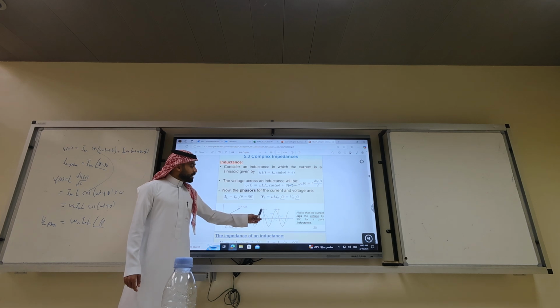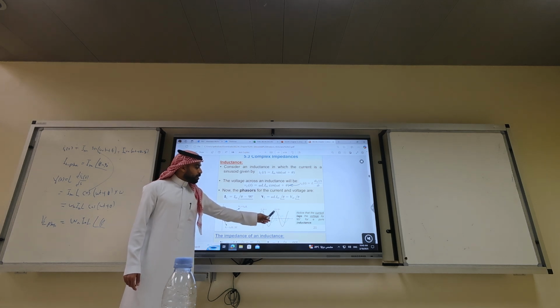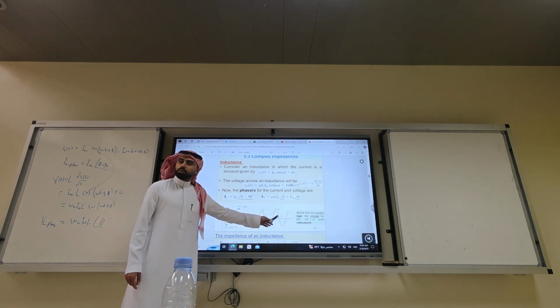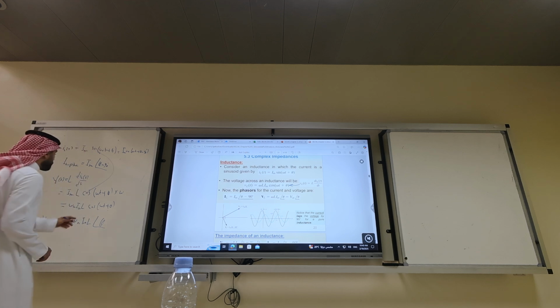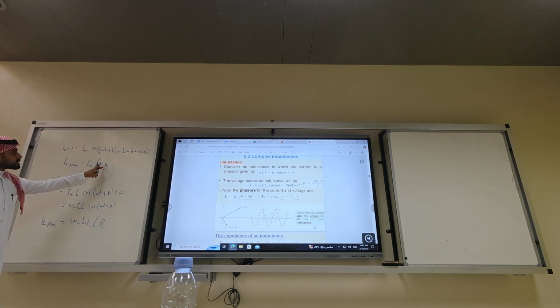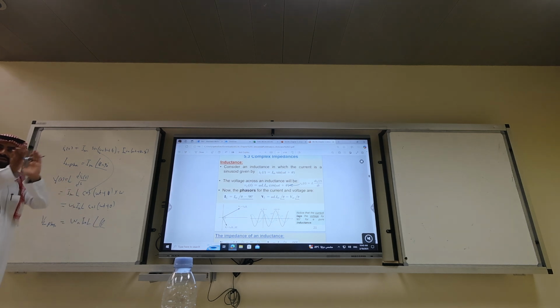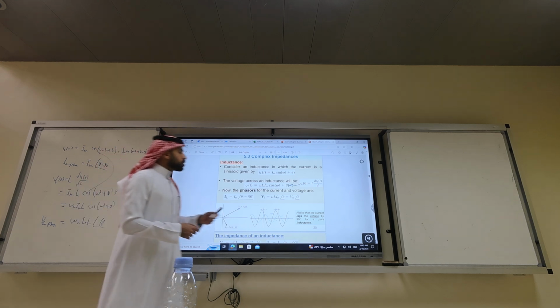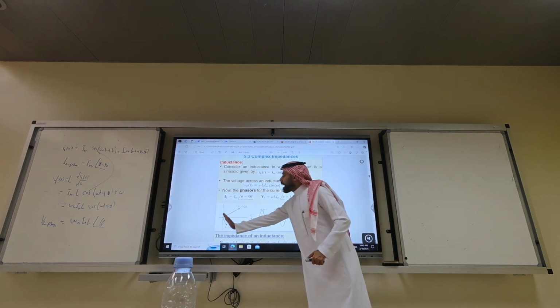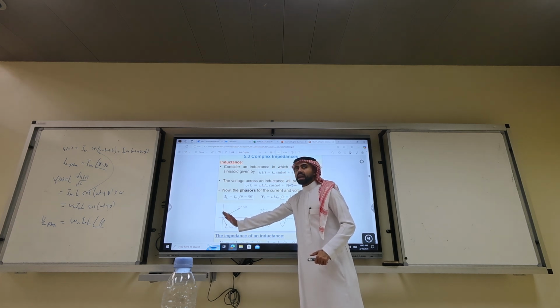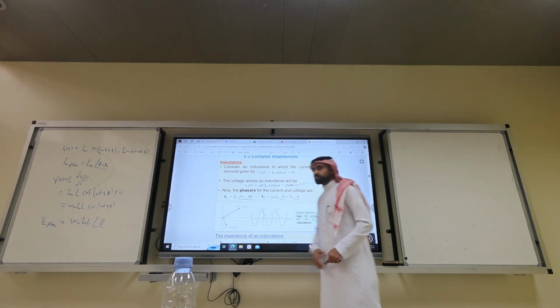The peak of V, the black curve, is before the peak of I, the blue curve. The phase shift is what? 90 degrees. Why? Because if you subtract theta minus 90, minus theta is going to be minus 90 degrees. The phase shift is 90 degrees between voltage and current. Notice that the current lags the voltage.